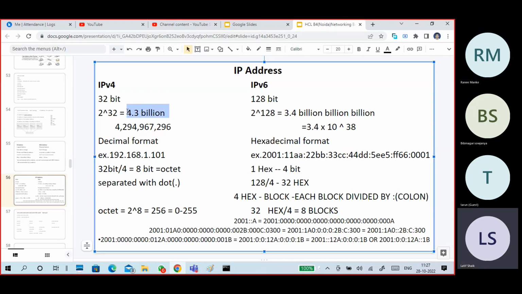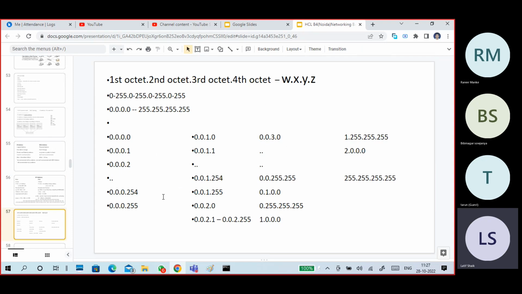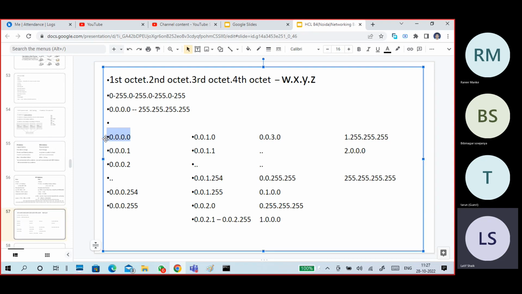Okay. So this is the total range of IPv4. Very good. That's the word I will use from next time in the next classes also. The IPv4 range, that's it. These many IP addresses are in IPv4, but that is also not enough. Okay, so here it is. This is the first IP address.